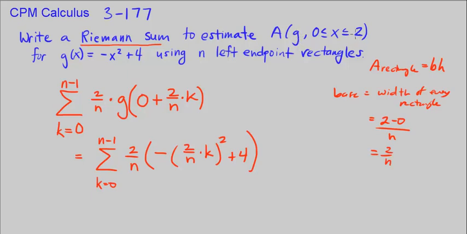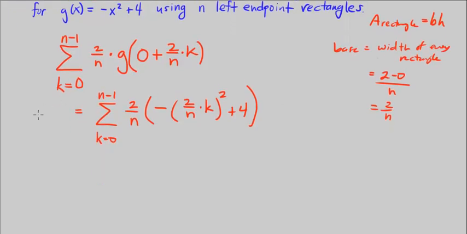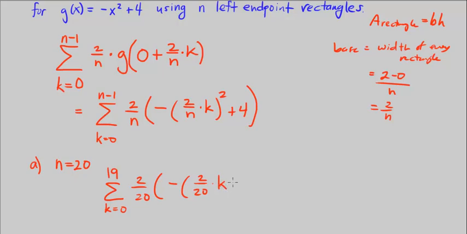So that is the expression for the Riemann sum to estimate the area between g and the x-axis from 0 to 2. All right, so part A is asking us to go ahead and calculate this sum for n equal to 20. So for n equal to 20, the sum is going to be k equals 0 to, instead of n minus 1, we're going to go to 19. 2 over 20 times negative 2 over 20, the width of each rectangle, times k squared plus 4.